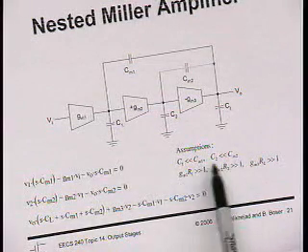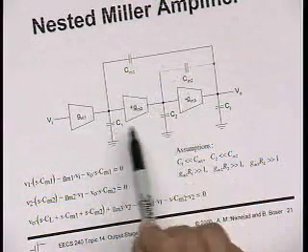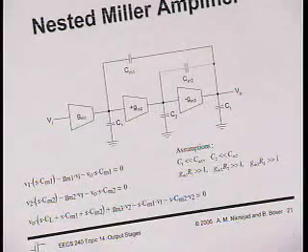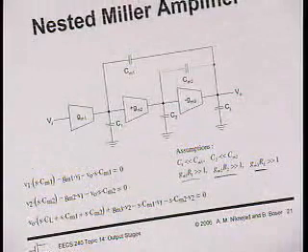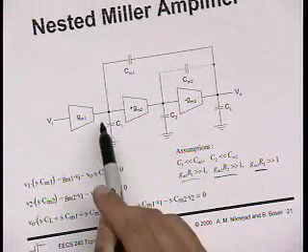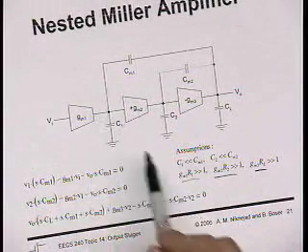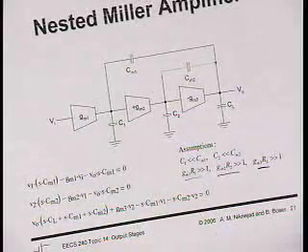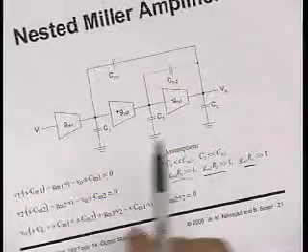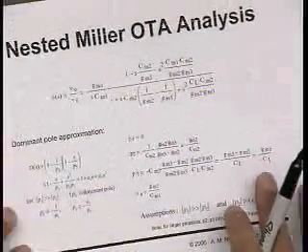First of all, I assume that these Miller caps are much larger than these internal capacitors. I assume that each stage has a reasonable amount of gain, right? The GM RL of each stage. And I just assume the R is so large that I can just neglect it. And again, this is not difficult, but it's tedious. At the end of the day, this is the transfer function you get.